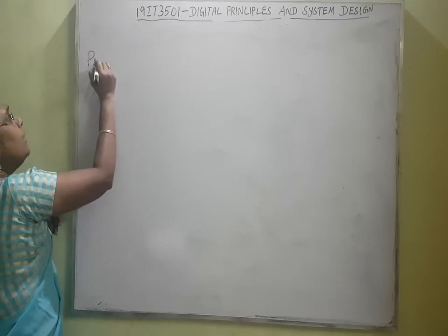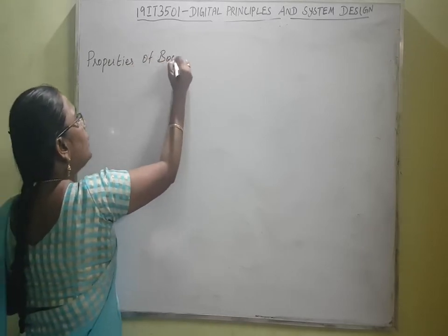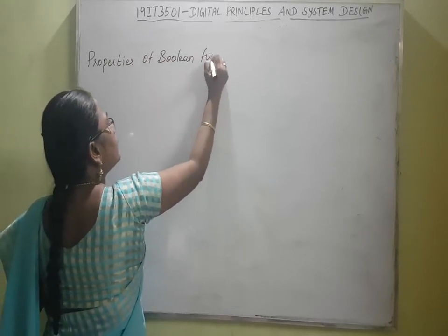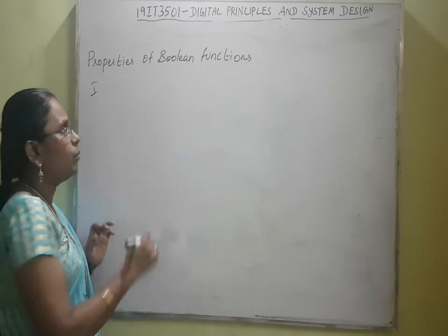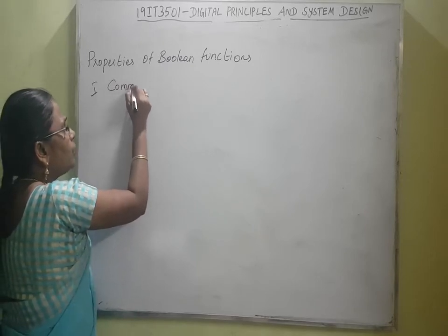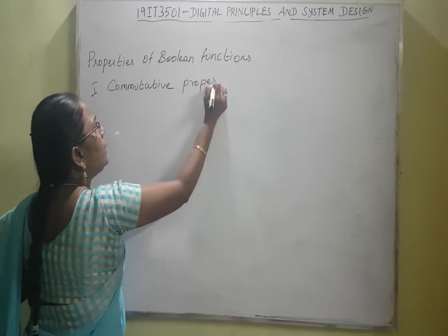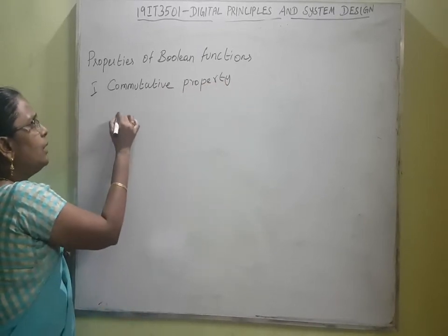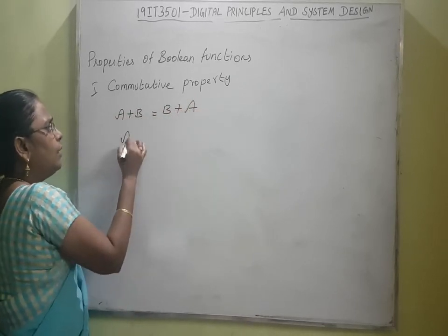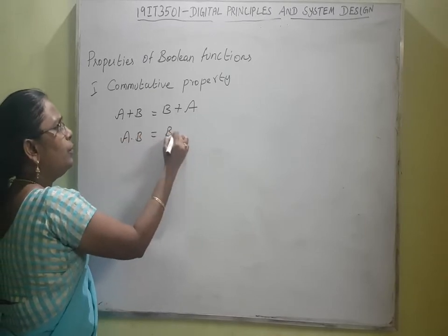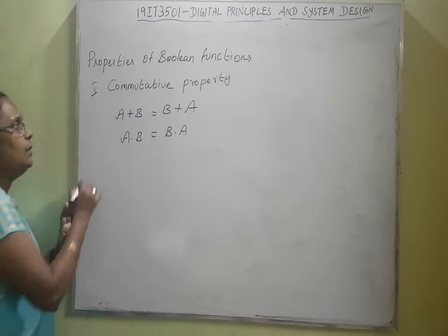The next thing we are going to see is the properties of Boolean functions. The first property is the commutative property. This is the same property you have seen in your arithmetic operations. So A plus B is equal to B plus A, or A into B is equal to B into A. Whichever way they are written, the answer is the same.